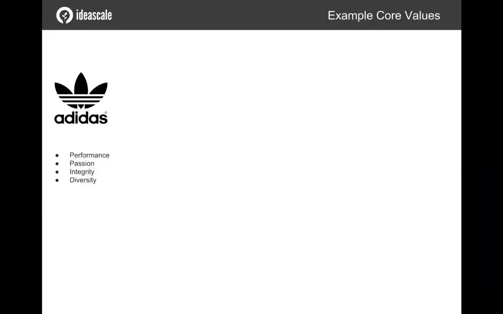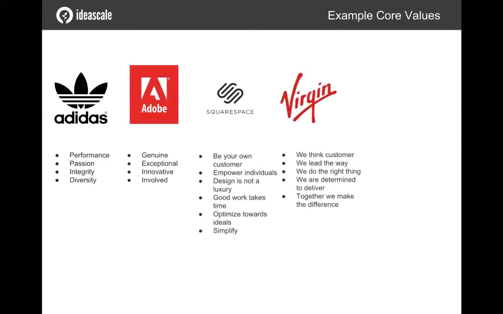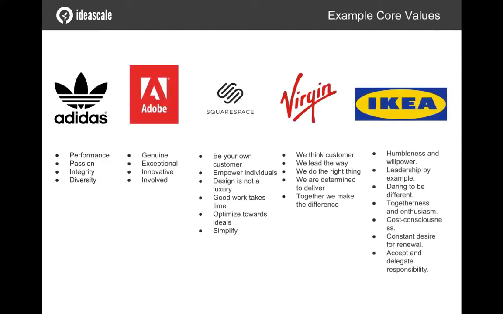You can see some of the values at some leading companies here. Adidas defines its brand against performance, passion, integrity, and diversity. And so they might evaluate ideas by asking how much an idea serves each of those value points. Adobe, by contrast, could look at ideas against their ability to help them stay genuine, be exceptional and innovative, and stay involved. And I've provided some other company examples here from Squarespace, Virgin, and IKEA.